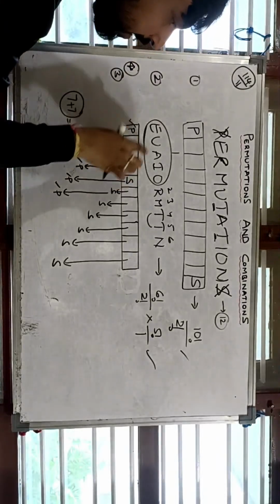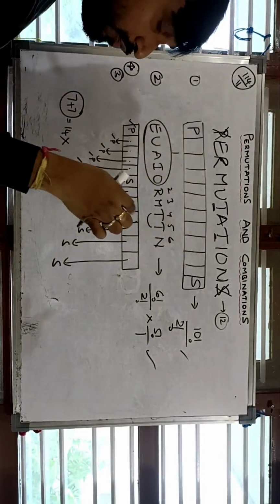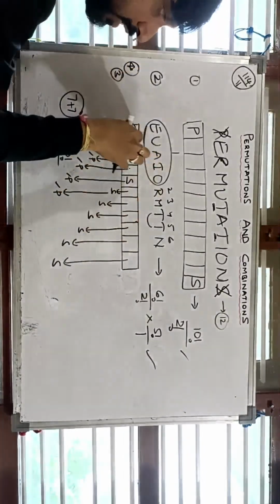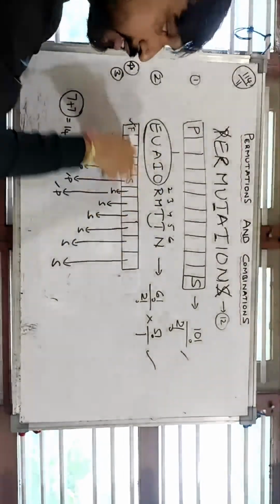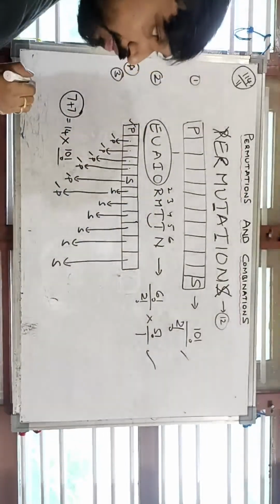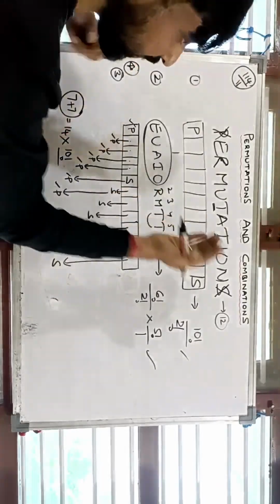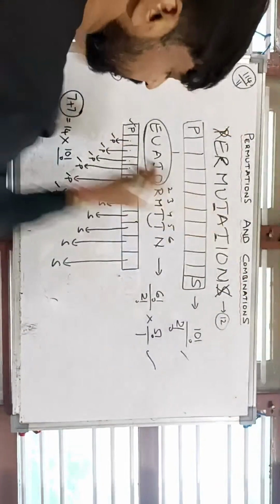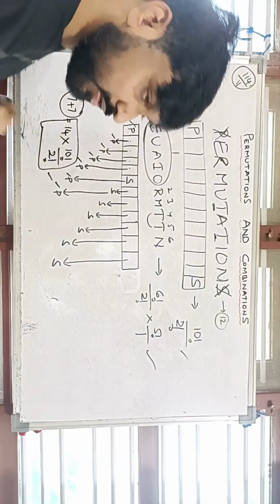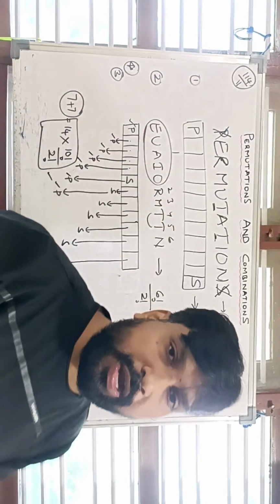So after using P and S, the remaining letters will be arranged in the remaining boxes in 10 factorial ways. Is there any repetition other than P and S? Yes, T is repeated, so divide by 2 factorial. This is your answer, which is most important in permutations.